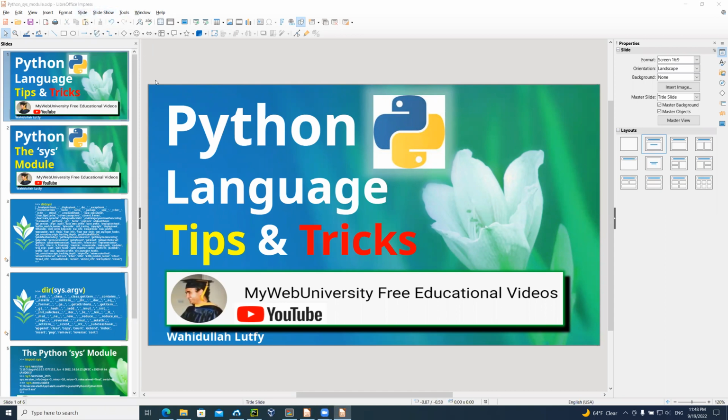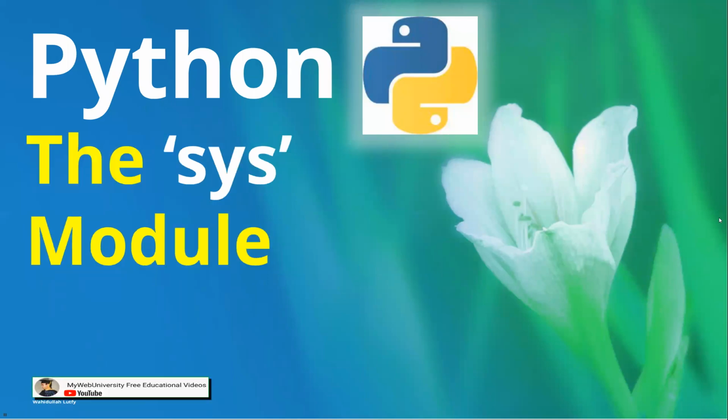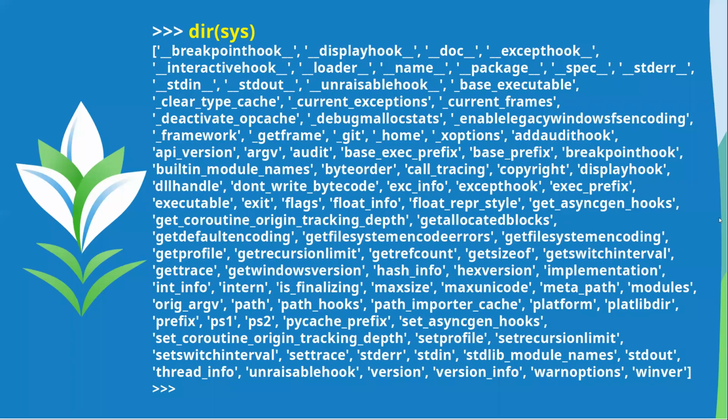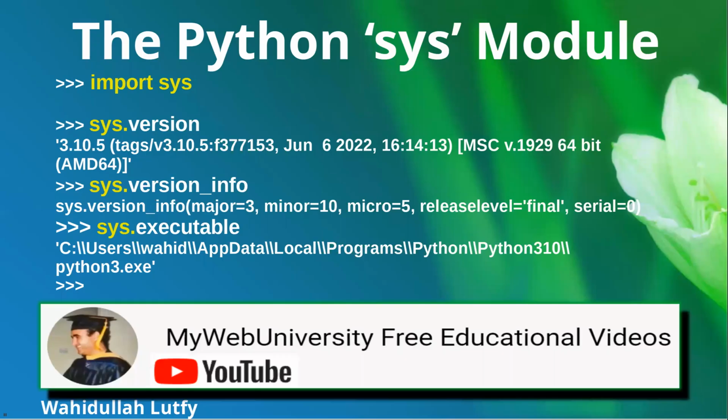The slideshow, I'm going to go over that one. So we're on the Python language tips and tricks. We're going to discuss the system module, which is the sys module in Python. If you run the dir command with sys, you get a list of double underscore methods as well as methods and constants. And dir of sys.argv has a list of arguments that are passed on the command line. We can look at those as well.